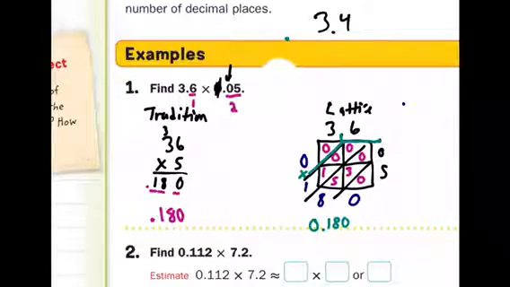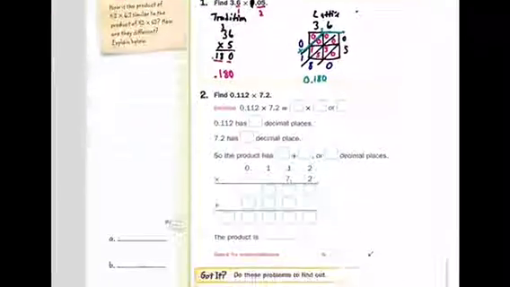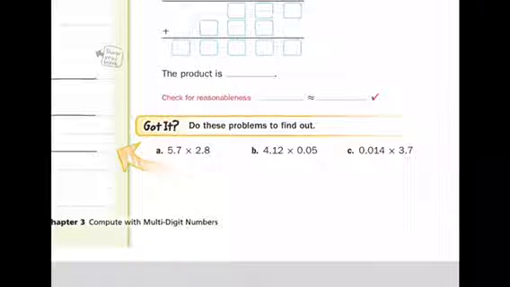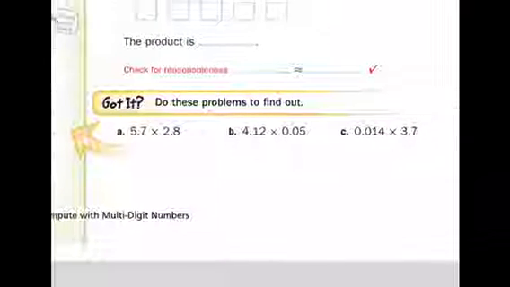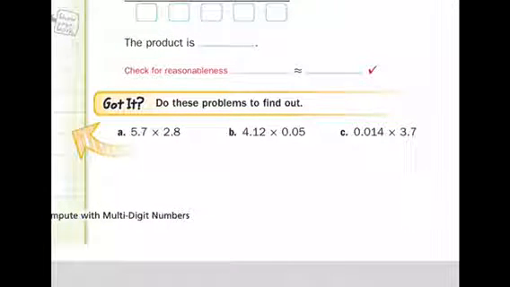So now we're going to talk about trying it. So we're going to go down, and I'm going to have you do, let's see, why don't we do A, B, and C? Now, when I go over it, I'm going to go over A both ways. But I'm going to go over B. I'll do B lattice. And I'll do C traditional.